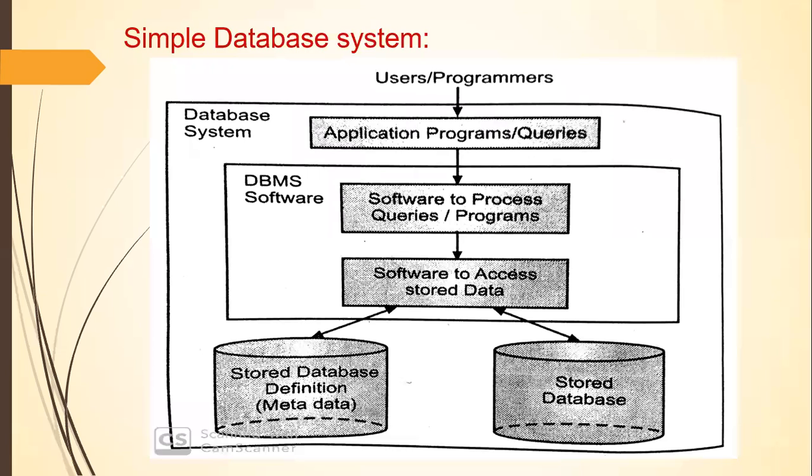Now we can see this particular simple database system structure with the help of this diagram. The user program is given to the application program or queries, and the application program or queries are handed over to the database management software, which contains the processor of those queries. After processing the query, it can access the data with the help of some software stored in the databases, and from the database we can get the data.